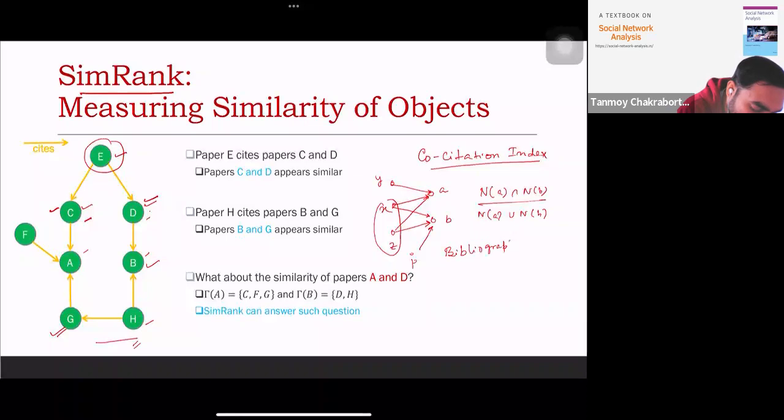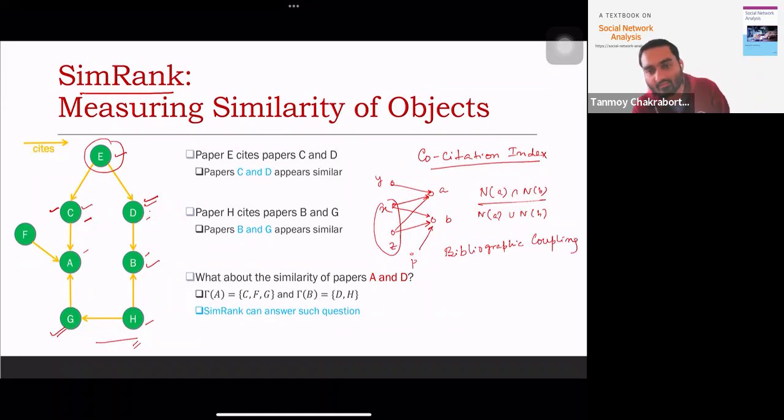coupling. What is this? It basically says that the bibliographic coupling between two nodes, between two papers, is measured by the number of common papers which are cited by both these papers. So in the co-citation index we are considering citations, whereas in bibliographic coupling we will consider references.